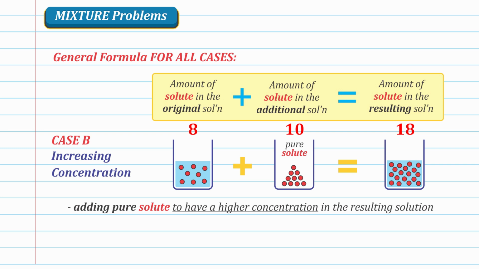Now, analyzing the figures, observe the spacing between salt granules. We can see that the salt granules in the original mix are less close to each other compared to the resulting mix with more salt granules cramped, mas dikit-dikit, in the same space. Well, we can almost taste that the result is more salty than the original, if you know what I mean. Thus, by adding pure salt to a low concentration of salt, we can produce a more salty or higher concentration of salt solution. This is case B, increasing concentration.